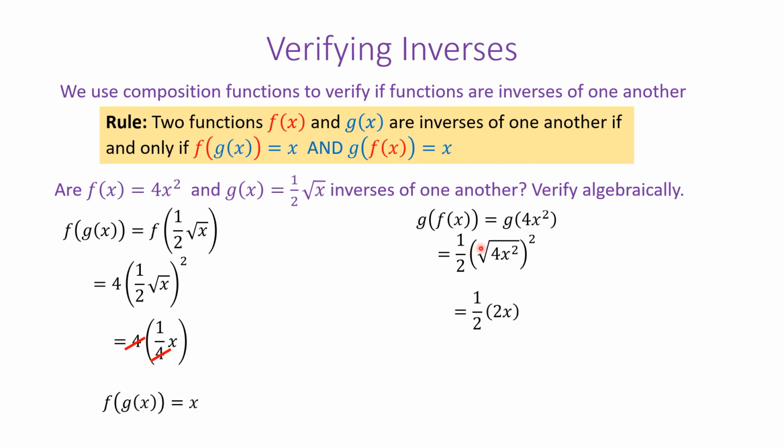So the square root of 4 is 2. The square root of x squared is x. 1/2 didn't get touched. 1/2 times 2x, my 2's cancel. And I get 1 times x, or x. So g of f of x is also x. So yes, these are inverses of one another.